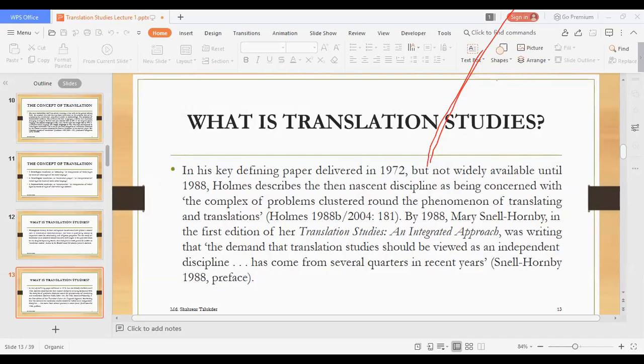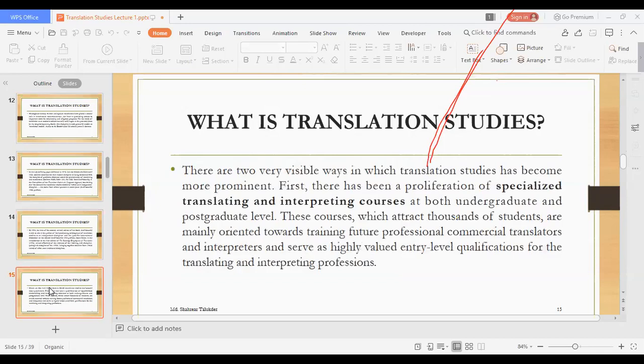You can find it in different universities in the Arab world. For example, I have already told you, in Saudi Arabia, in King Khalid University, they have these masters in translation studies. So now I will jump to the next slide. Now, let's see. Now I'm going to show you.